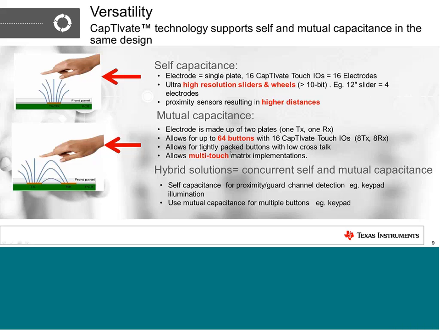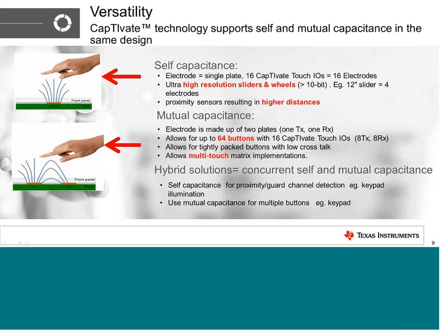It's important when you want to have a large number of buttons and you want to have tightly packed buttons, maybe a keypad, where you want to eliminate crosstalk. Also, mutual cap works better for moisture rejection as well. Both self-capacitance and mutual capacitance support multi-touch. So basically, you can have 64 simultaneous touches on a keypad, for instance, with mutual cap, and 16 simultaneous touches on the self cap.